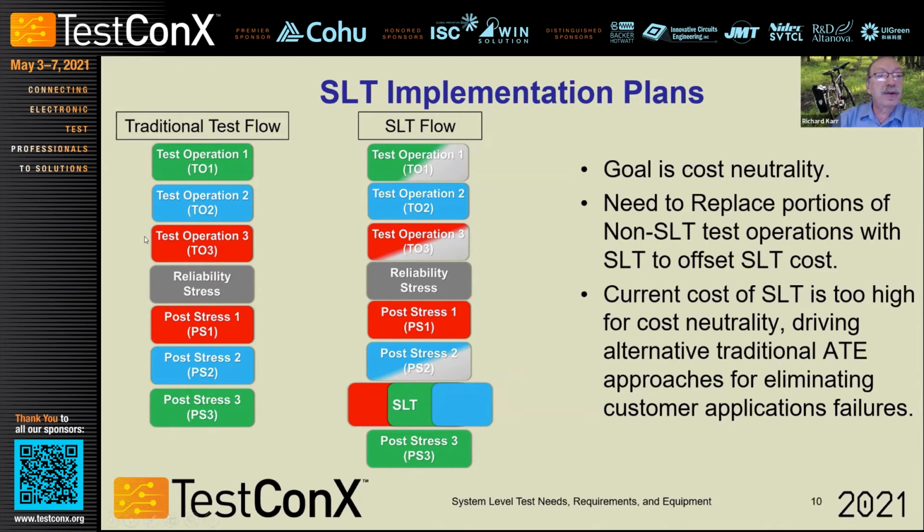Unfortunately, however, thus far, after over a year of effort, right, we have not been able to forecast achieving the cost neutrality goal on the target devices. So today, we're still keeping our production system level test plans on hold until we can achieve that cost neutrality. So that result is forcing us to continue with our traditional ATE approach for customer return resolution. And of course, all that implies with the customer.